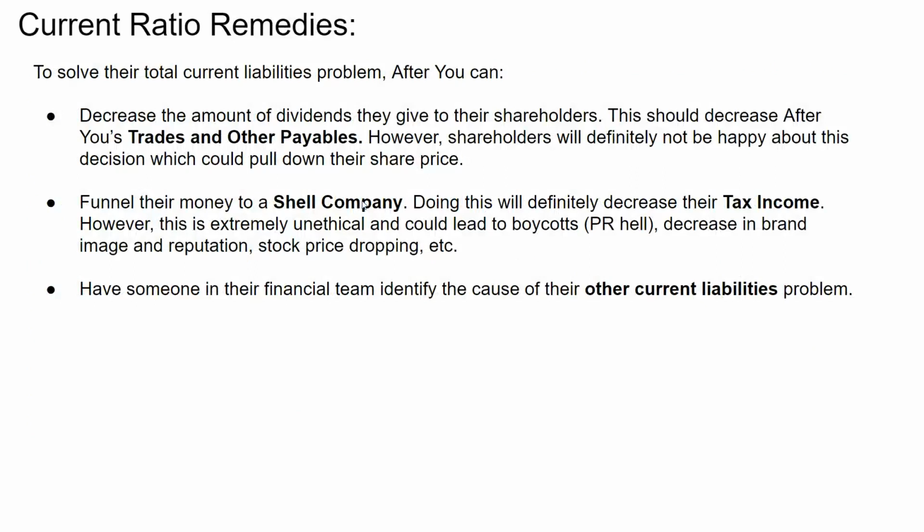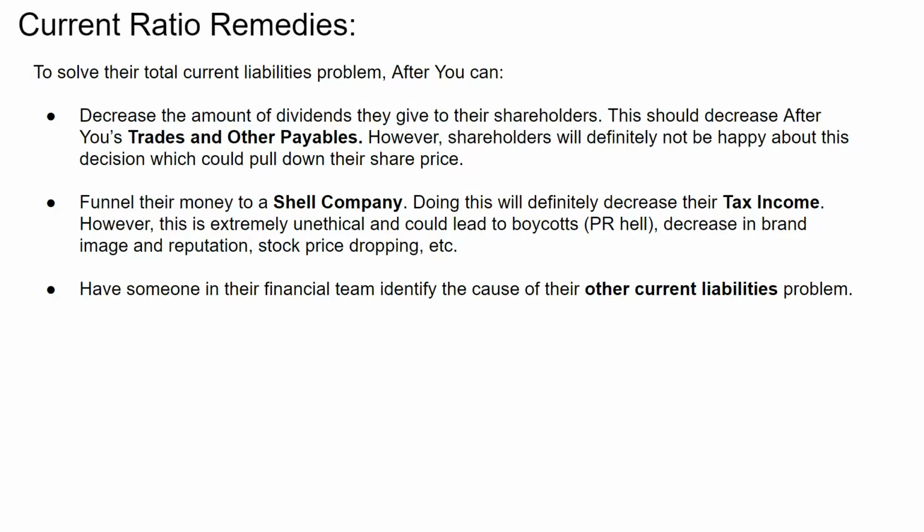So how can we fix this? To solve the total current liabilities problem, AfterYou can decrease the amount of dividends they give to their shareholders. This should decrease AfterYou's trades and other payables, as dividends is part of that. But then again, the shareholders will definitely not be happy about this, as they're getting less money, and this could easily pull down their share price.